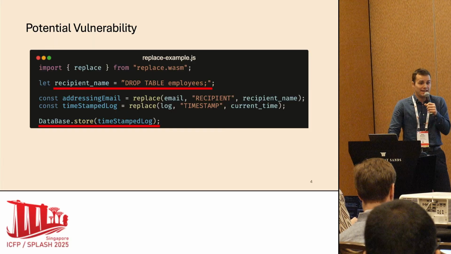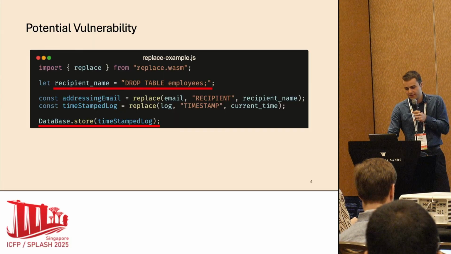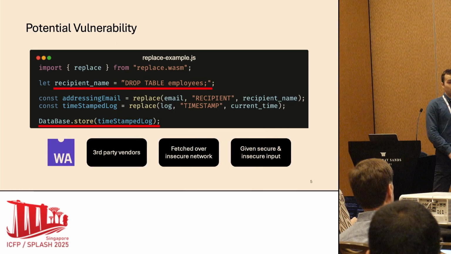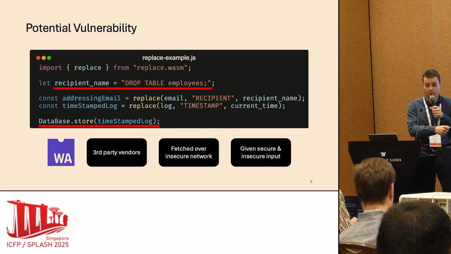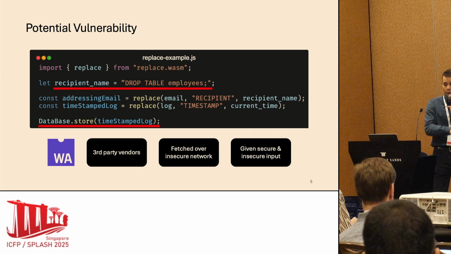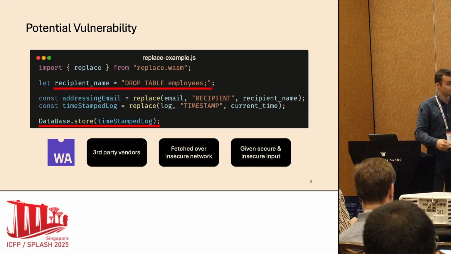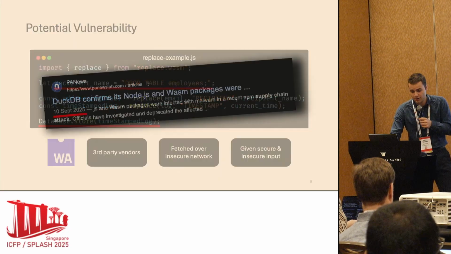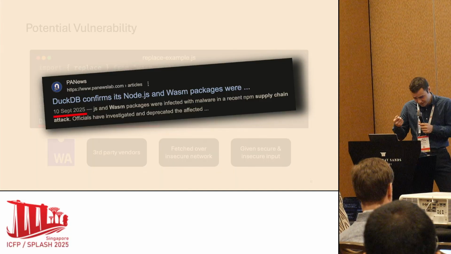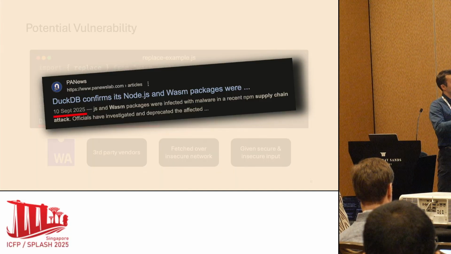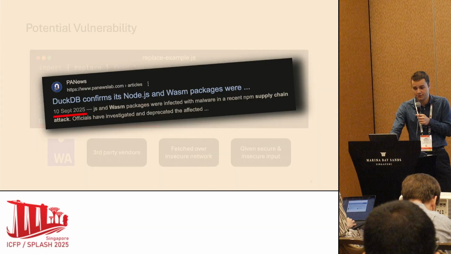Well, it's quite crucial to sometimes understand WebAssembly programs and their behavior, and it's not always easy to do so. WebAssembly programs typically are included as they come from third-party vendors. They might be fetched over an insecure network, and within a single program, you might mix and match secure and insecure input and give it to one of those WebAssembly instances. Now, if you check the news lately, you can see that NPM has been an attack surface for supply chain attacks, and that both JavaScript and WebAssembly programs, where they interoperate, have been the target for such attacks.